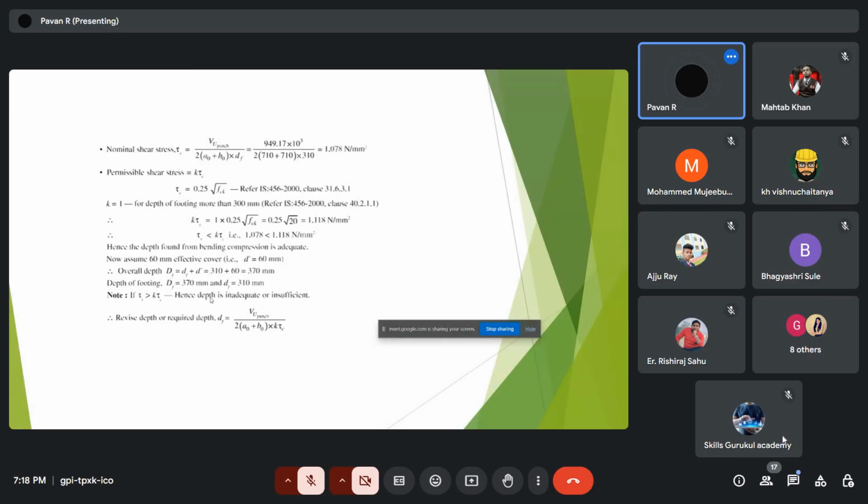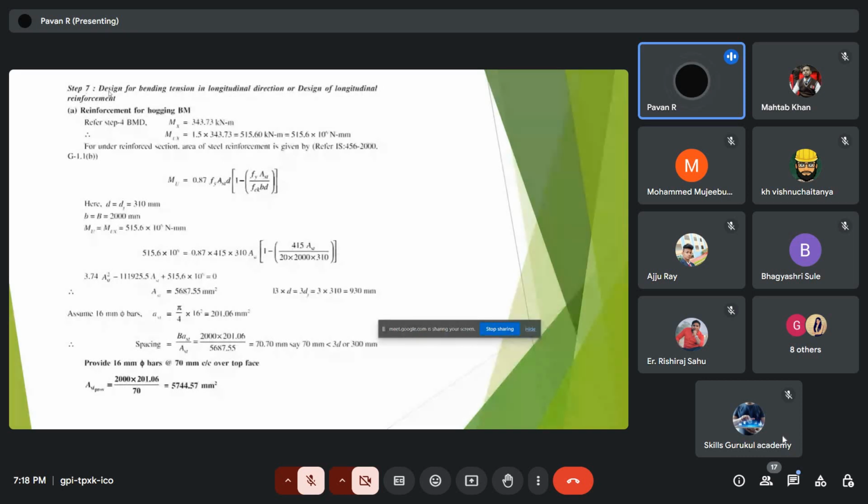Next is step 7, that is design of bending, the design of longitudinal reinforcement in the longitudinal direction. We saw that the maximum bending moment was around 343.73 kilonewton meter. It is multiplied by 1.5 to get the factored maximum ultimate bending moment that will be acting on the footing. We should always design the section as an under-reinforced section so that the building gives enough warning before failure or collapse.